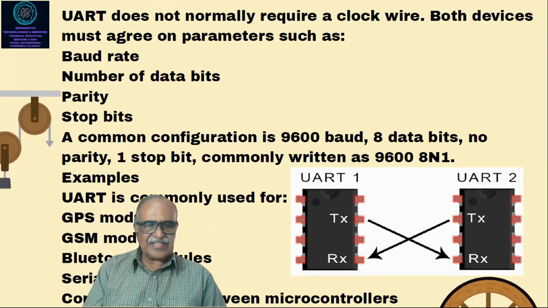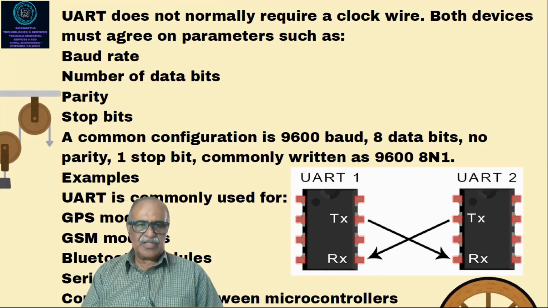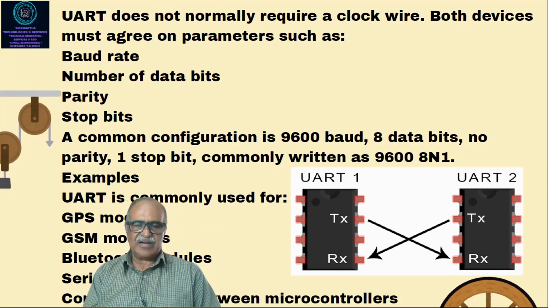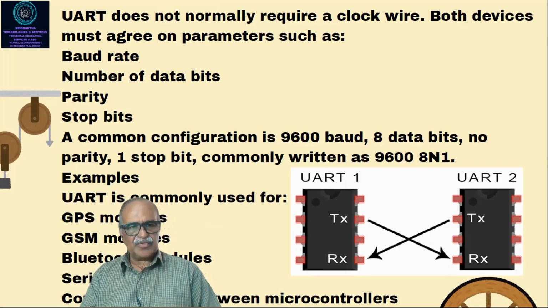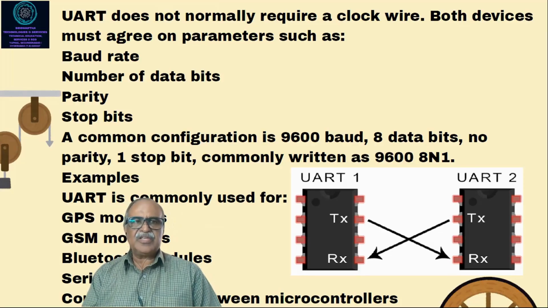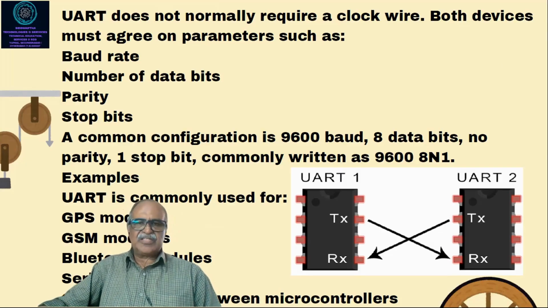Now we'll go to the examples where we use it. UART is commonly used for the GPS module, the communication module where we use GPS signals. Also the GSM module. If you are making any project based on a GSM module, it will use UART only. The Bluetooth module, a short range communication module, also uses UART communication. Serial monitors are very common between microcontrollers. All right, so this is about UART.